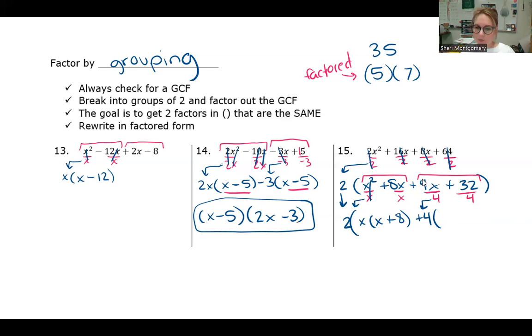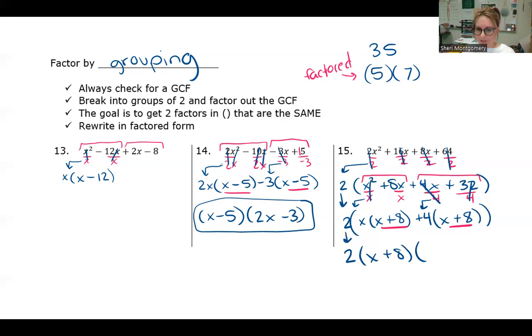So 4 divided by 4 is 1. And we just have an x left. And 32 divided by 4, that is 8. Remember, our goal was to get 2 things in parentheses that are the same. So I did it. So I still have to rewrite the 2. It's along for the ride. As soon as I get 2 sets of parentheses that are identical, I'm factoring it out. So it comes to the front.